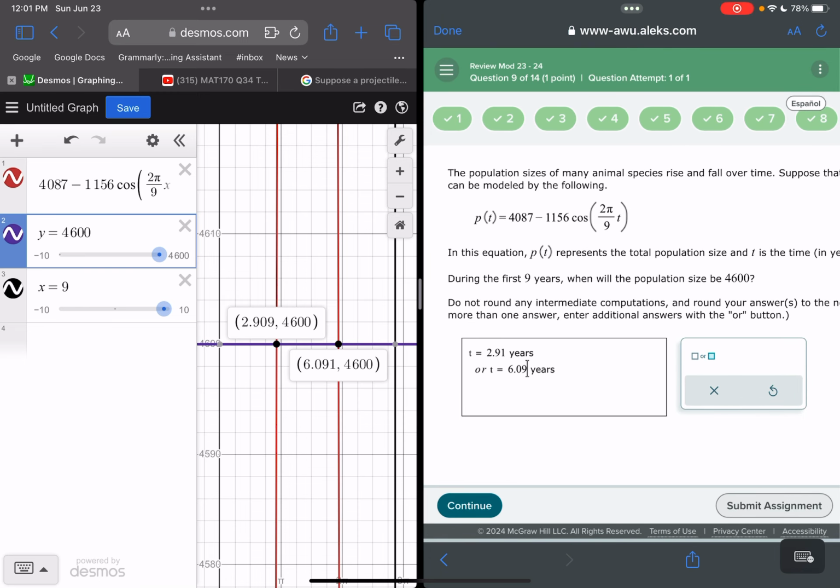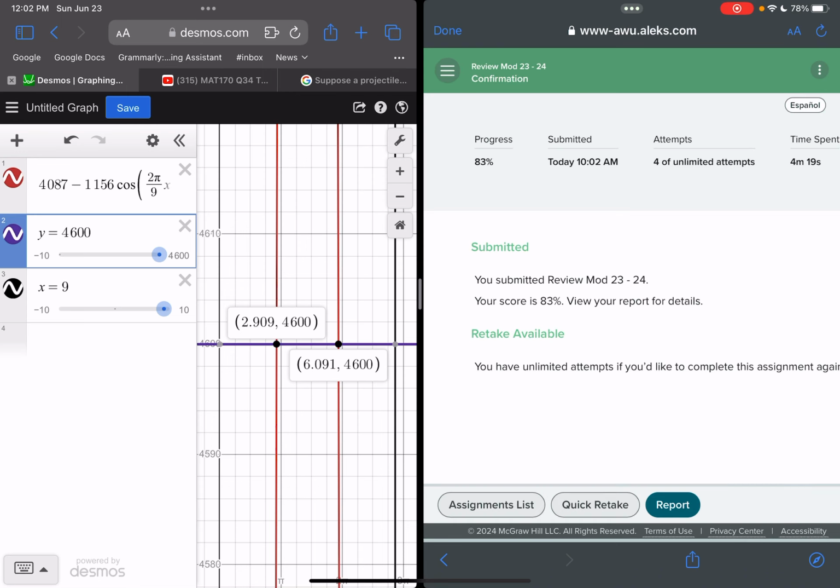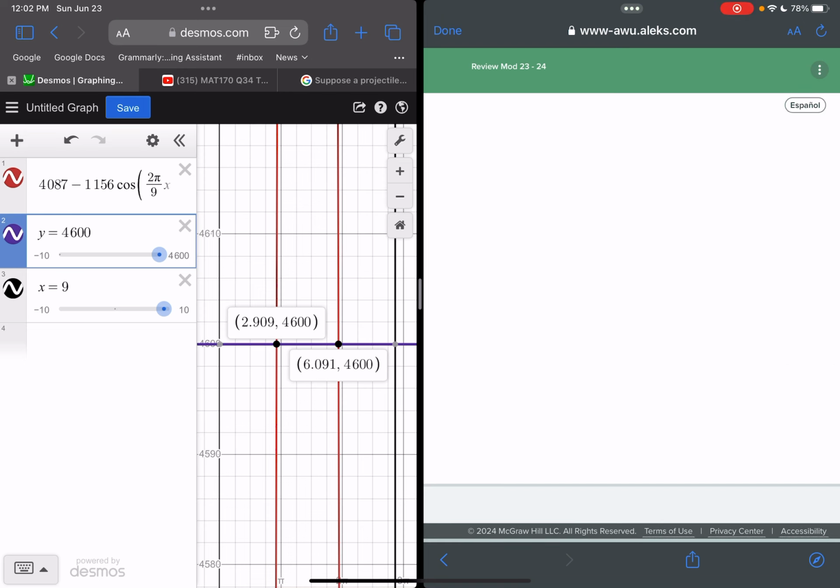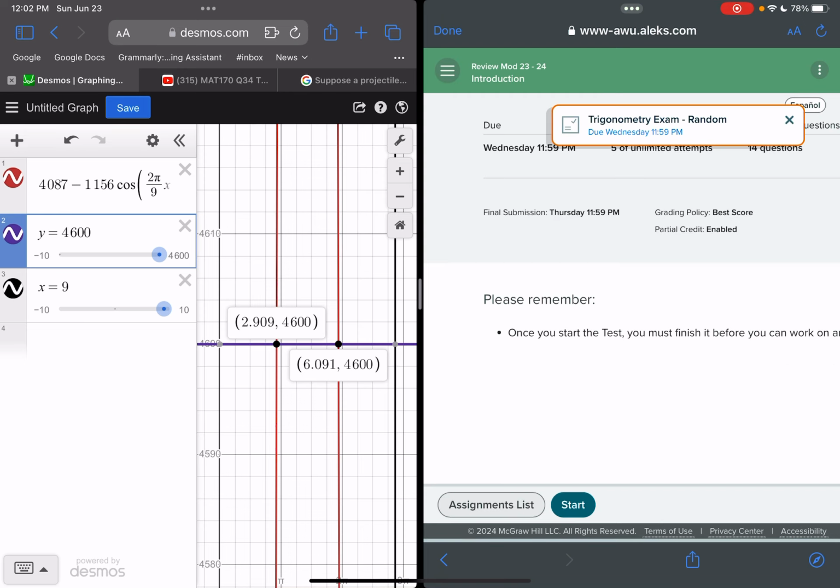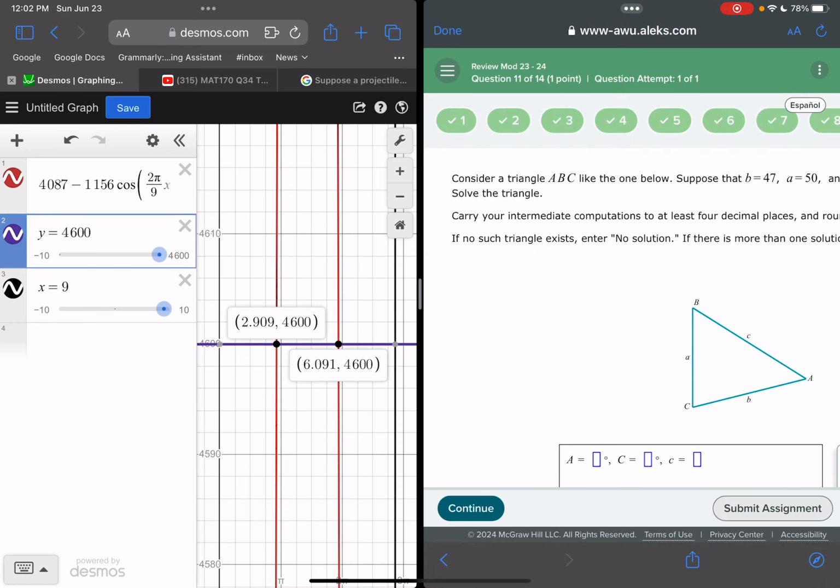And that's how you do that. Let's see if I got it right. Yeah, I got it right. I have 2 more questions I need to do, but that is correct. Okay.